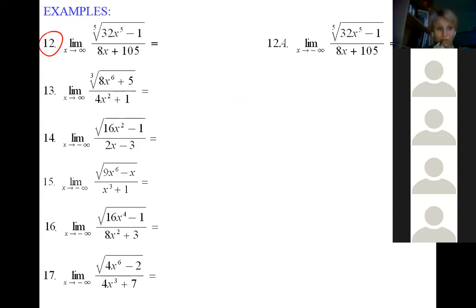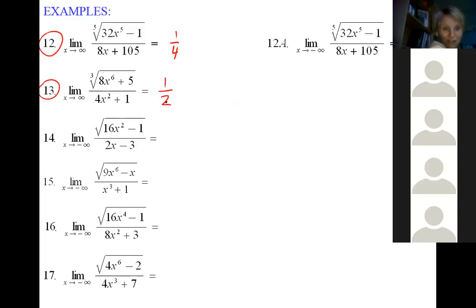Somebody's typing 1/4. The fifth root of 32 is 2. Yes, and 2/8, because that's the ratio of the leading coefficients. It's 1/4. And for this one, the fifth root of x to the power of 5, we shouldn't be worried. It's an odd root, and it's at positive infinity. Can you tell me number 13? The limit at infinity of the cube root of 8x to the power of 6 over 4x squared. 2/4, 1/2. Thank you, Jessie. Thank you, Pete. Really good.